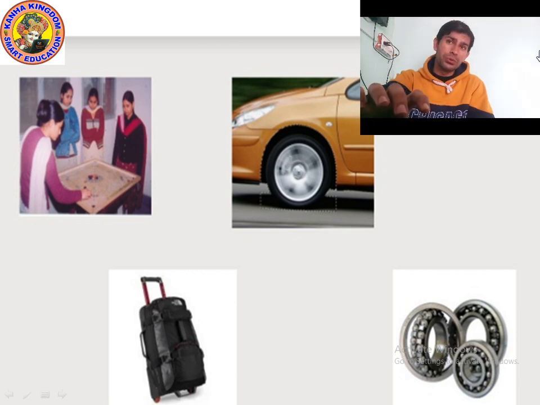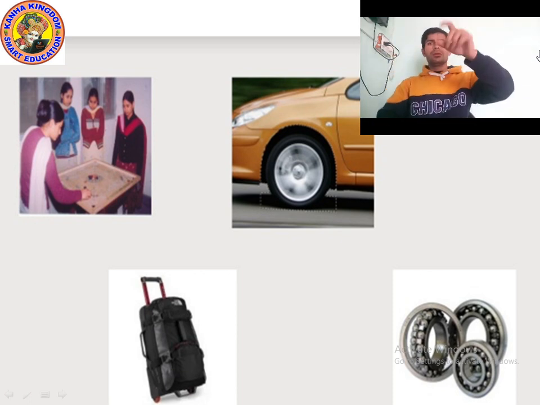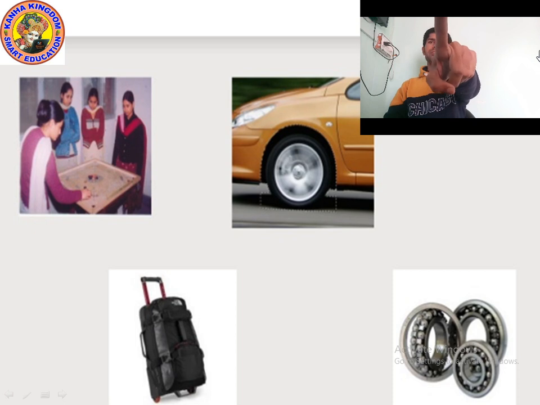I hope you understood how to reduce friction. Friction can be reduced in many ways. Point number one, friction can be reduced using lubricants like powder, oil and grease. What are lubricants? Substances which can reduce friction. Point number 2, using rollers and wheels. Point number 3, we sprinkle powder on a carom board to reduce the friction.